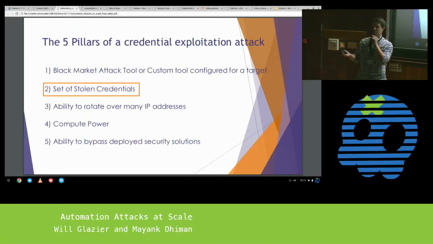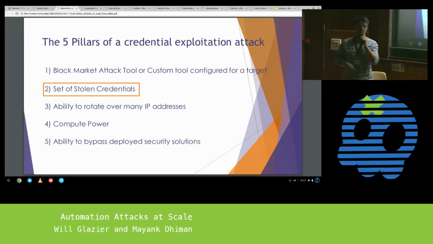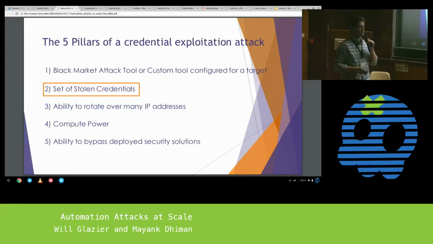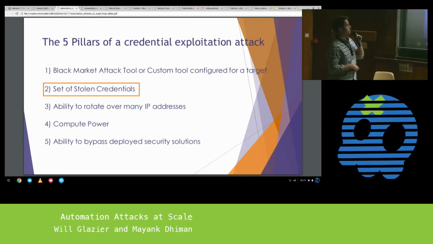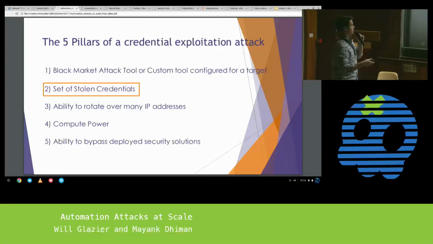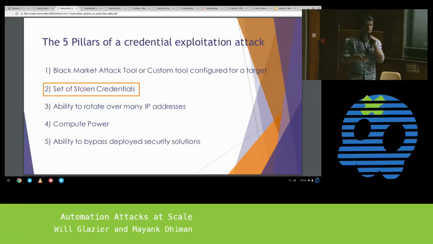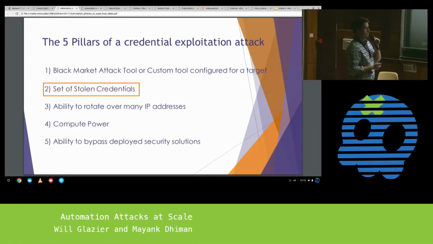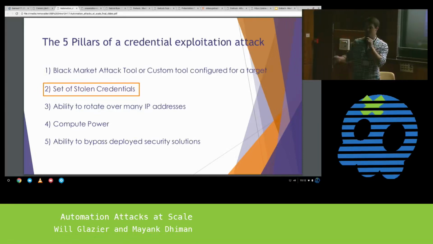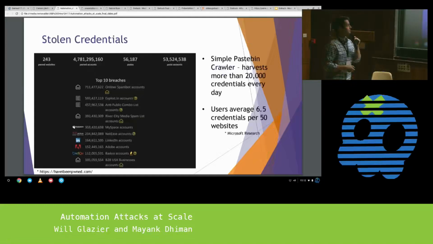There's also, obviously, attackers can just write shell scripts, bash scripts, write a Python script using the requests library, whatever you want. It's pretty easy to do. So the second part of our holy trinity here is sets of stolen credentials. The attackers need to have credentials to rotate through to see which ones are being reused by humans that they can break into.